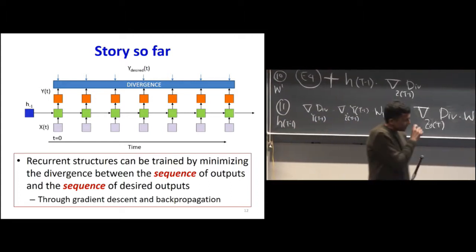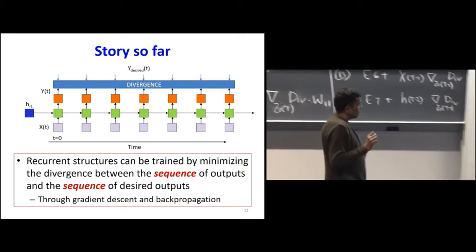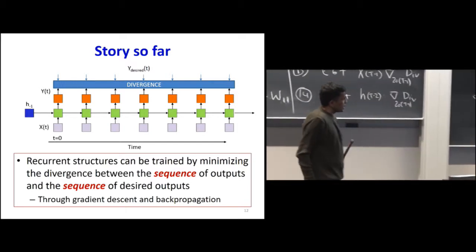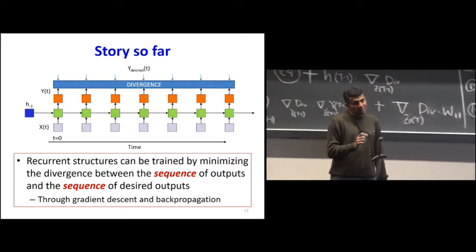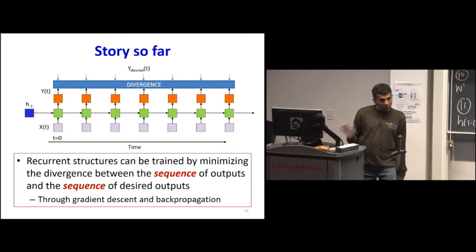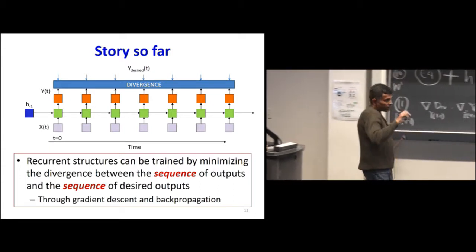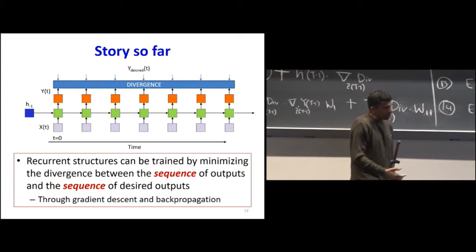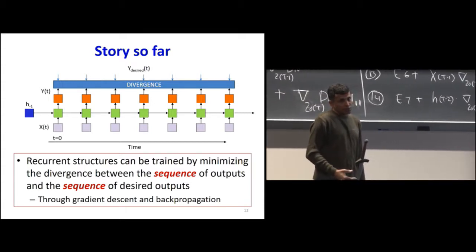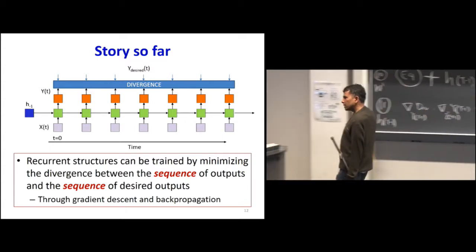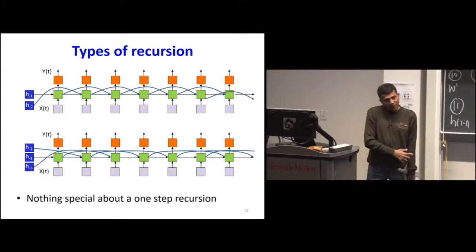Now, we've seen that recurrent structures can be trained by minimizing the divergence between the sequence of outputs and the sequence of desired outputs. We can do this using backpropagation, but in all of this, I've shown a very simple recurrent structure, where at every time, the computation depends on the state at the previous time. But there's nothing magical about that. The depth of the recursion can be arbitrary.